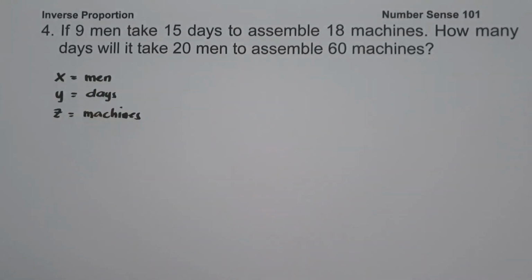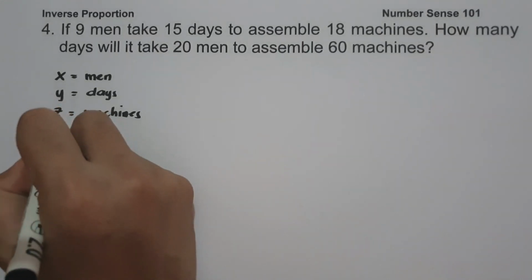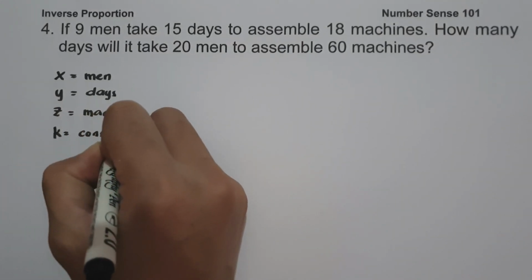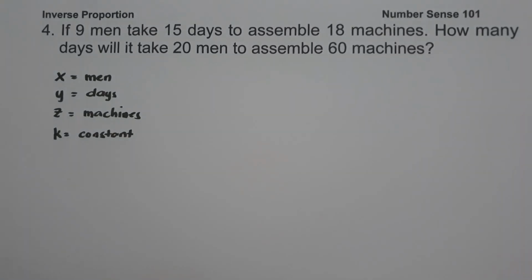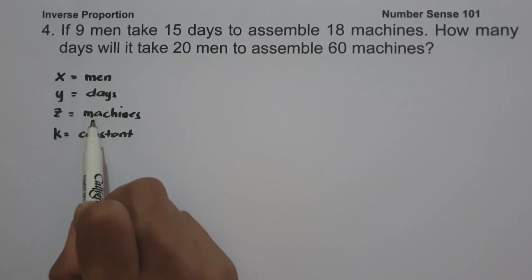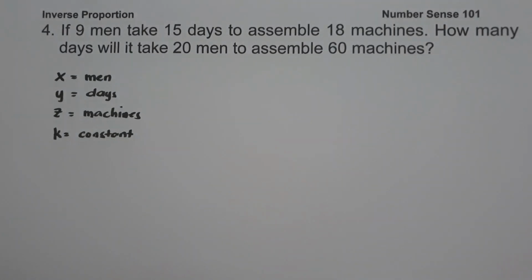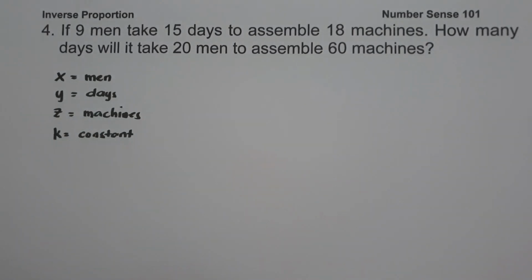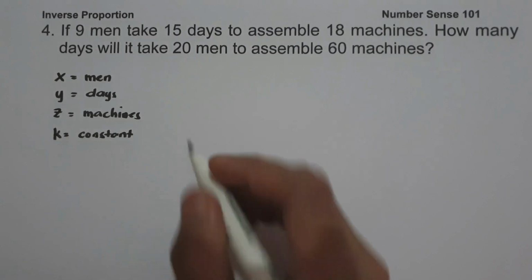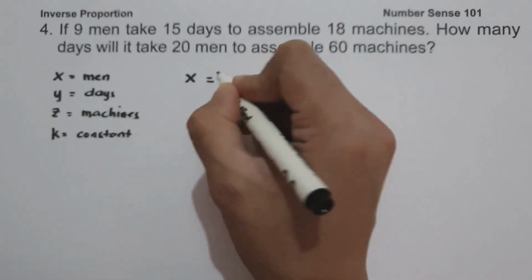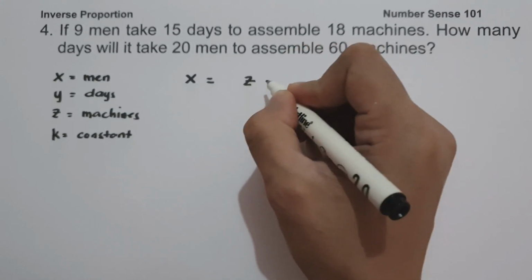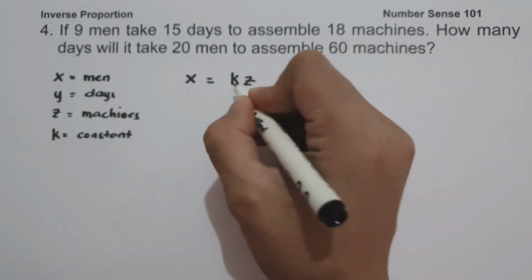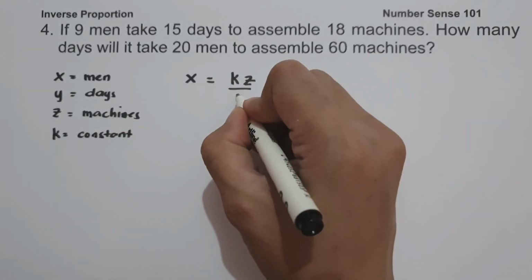and then always remember, whatever kind of variation, k is always constant. Since the number of men is directly proportional to the number of machines, because more men produce more machines, and the number of men is inversely proportional to the number of days, because more men required the less number of days to finish the job. The next thing that we are going to do is to write the equation of our variation. So let us have x is directly proportional to z, that is the number of machines, and let us have k as our constant, and inversely proportional to the number of days, that is y.